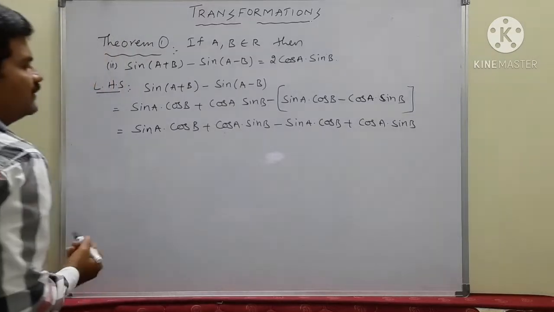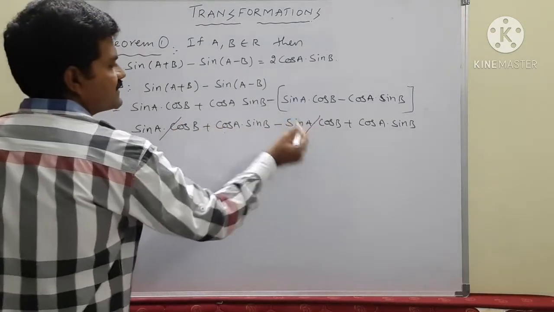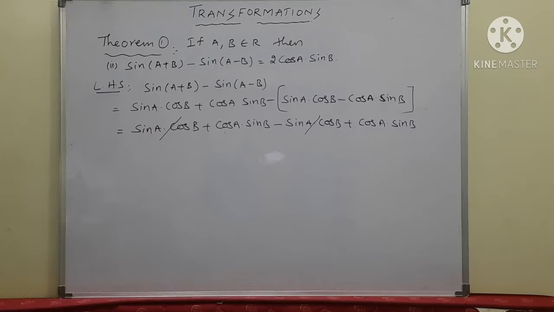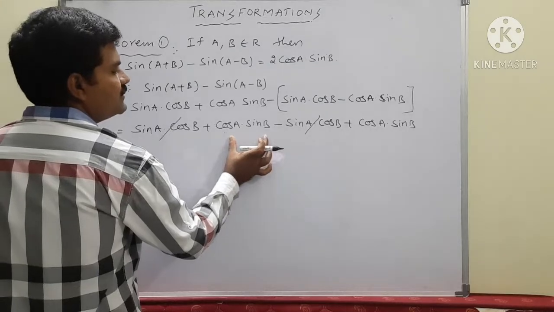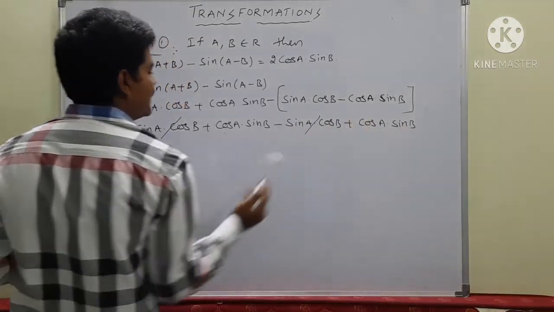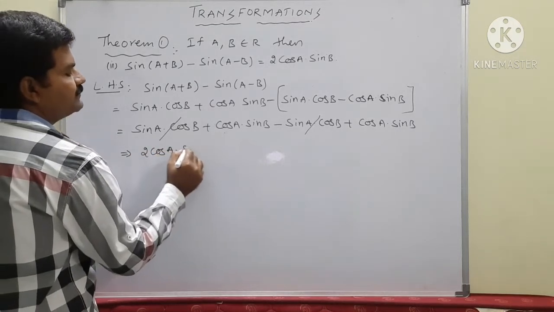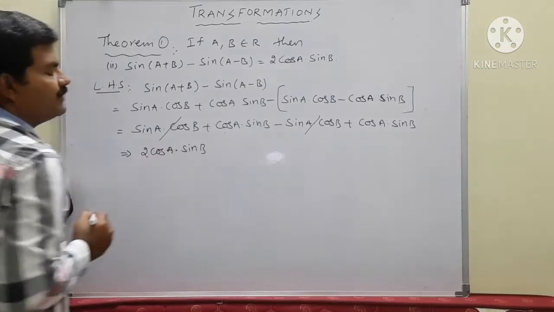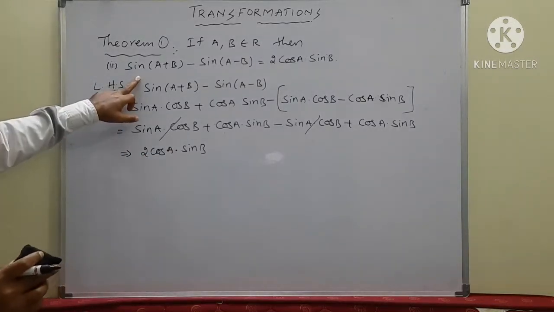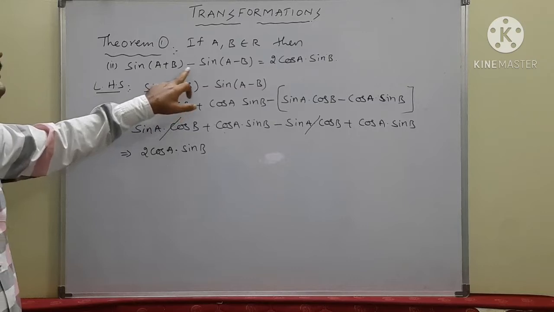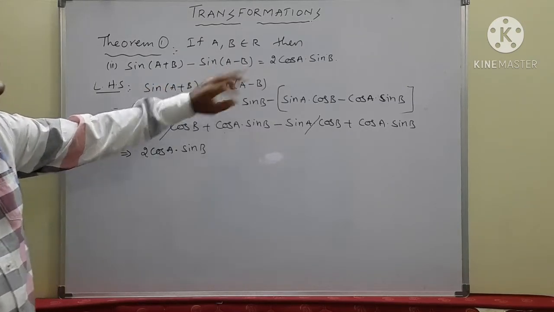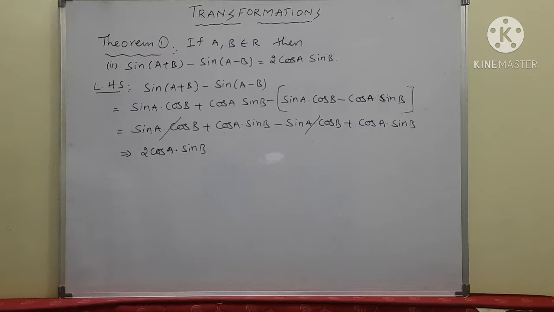So plus sin a cos b, minus sin a cos b gets cancelled. Now look at the remaining two terms, cos a sin b plus cos a sin b. So 2 cos a sin b. So therefore the result number 2, sin of a plus b minus sin of a minus b is equal to 2 cos a into sin b.